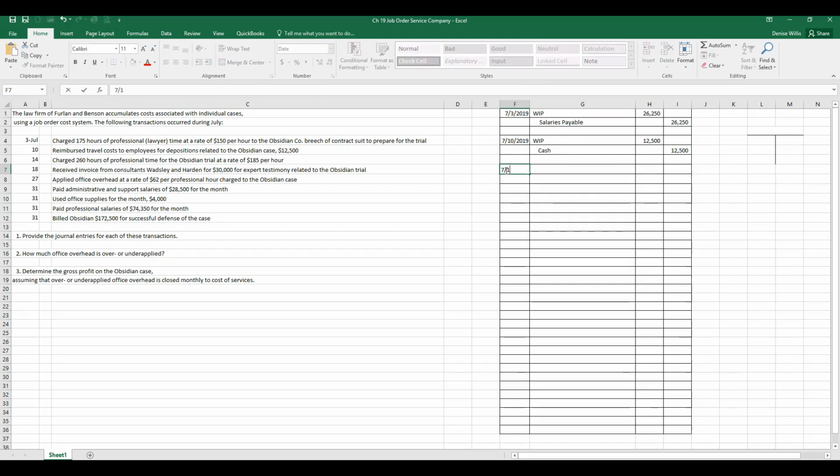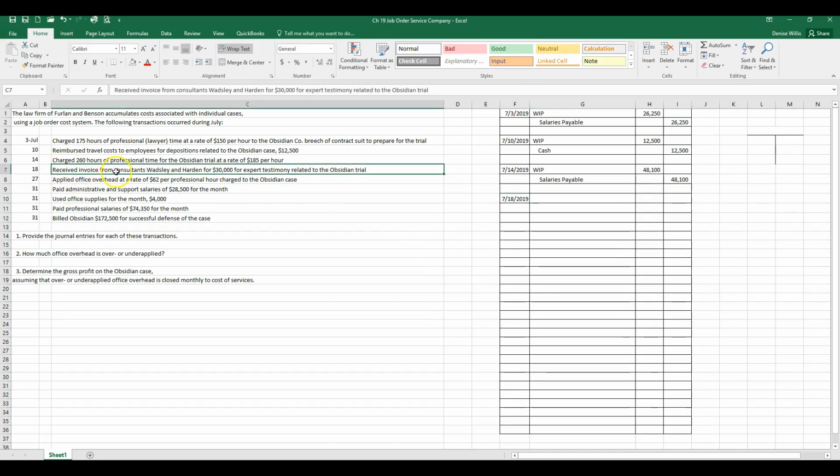On the 14th, 7/14, it says we charged 260 hours of professional time to the case at a rate of $185. So you've got the exact same setup here with work in process and salaries. I'm just going to copy and paste that into there since I'm on Excel. The amount is different though. This is going to be 260 hours times the rate of $185. This is $48,100 we are charging to that case. Okay. Next, let's go to the 18th.